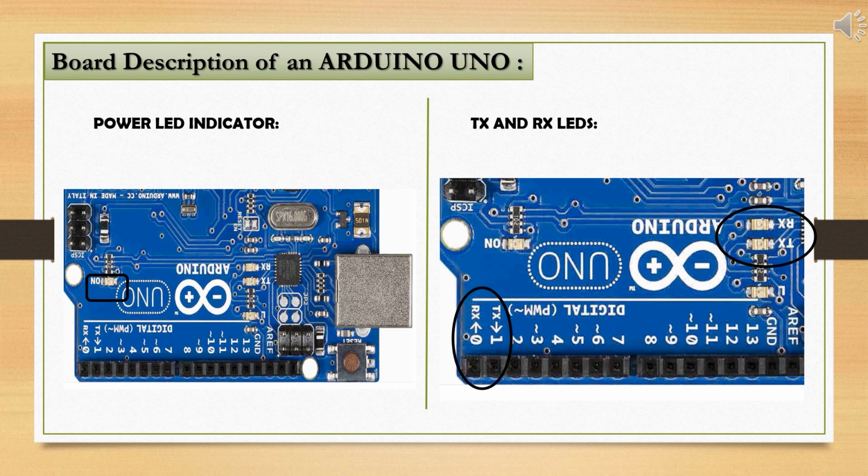The TX LED flashes with different speed while sending the serial data. The speed of flashing depends on the baud rate used by the board. RX flashes during the receiving process. Guys, these TX and RX pins are used to connect with a Bluetooth module.